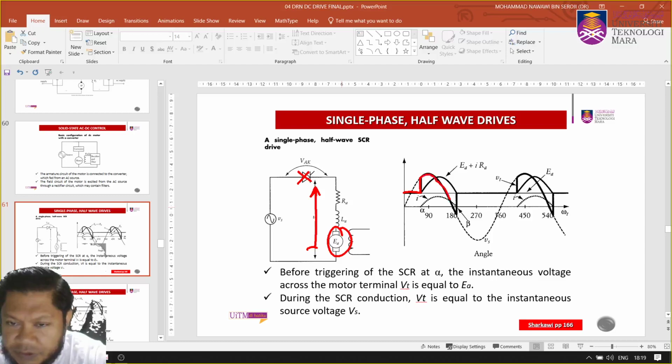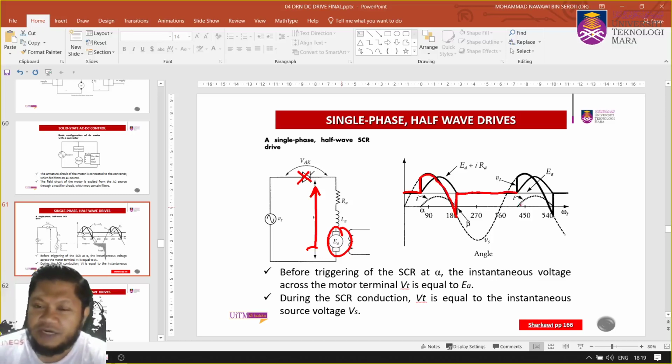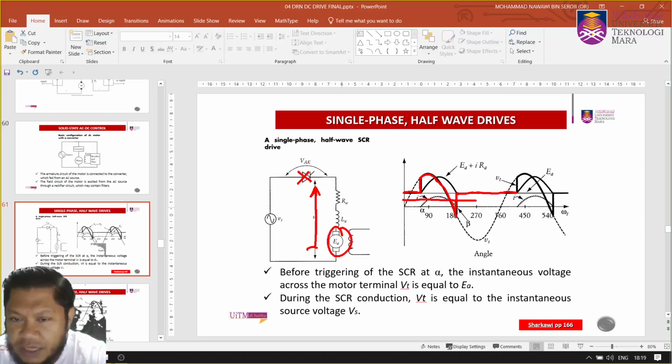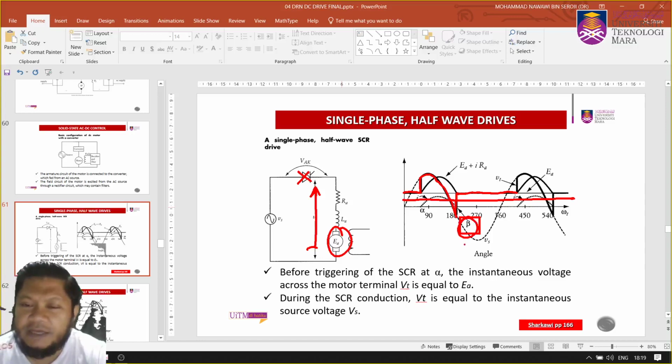So that's why the output voltage will be in this shape, isn't it? It goes there, and then it goes to that point. So this is the case of the discontinuous current. Later on, when we look into the full wave, we're going to look at how, if this current I here is continuous, there is no longer beta, and we're going to have a different wave shape.